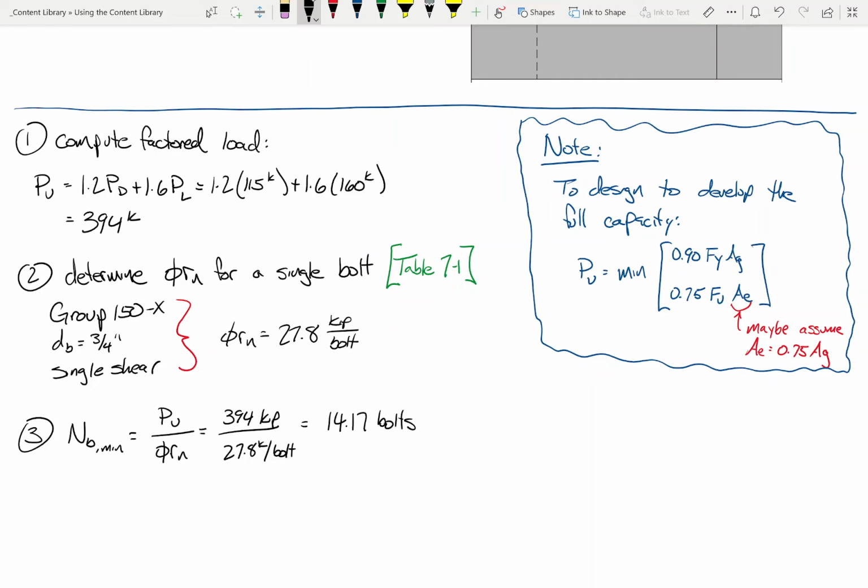So I guess my first question is, can we just use 14? No, that's not enough. So we don't round down this number. We got to round it up. So would 15 make sense? Can we get a nice little pattern on 15? Yeah, 3 by 5, right? Or 5 by 3. So there we go. Let's use 15 bolts.